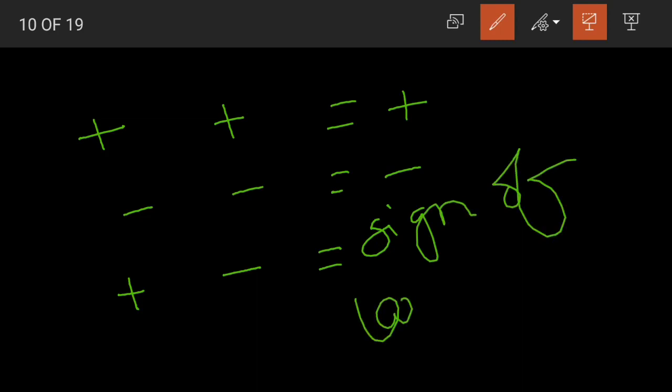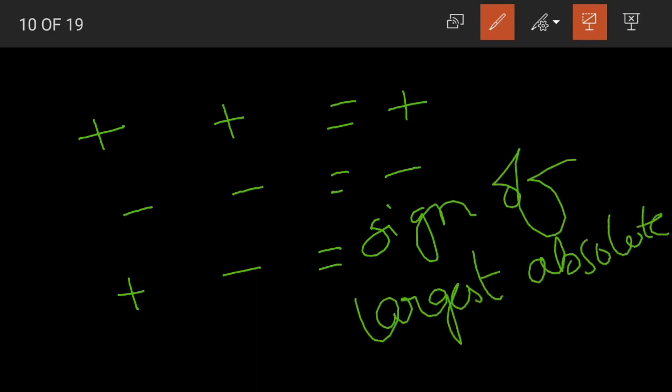What do we do in case of addition and subtraction? If both the numbers are positive, then the answer is positive. If both the numbers are negative, then the answer is negative. If one is positive and other is negative, what will the answer have? The answer will carry the sign of largest absolute value. The result will carry the sign of largest absolute value.